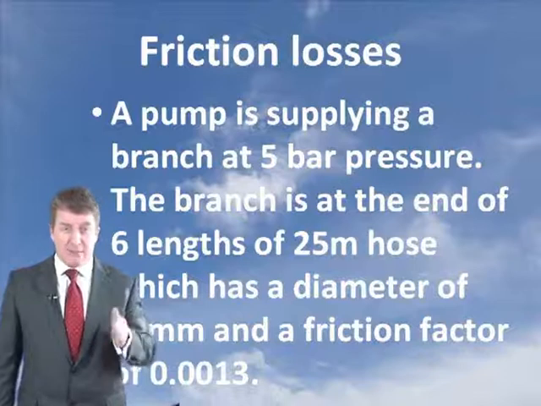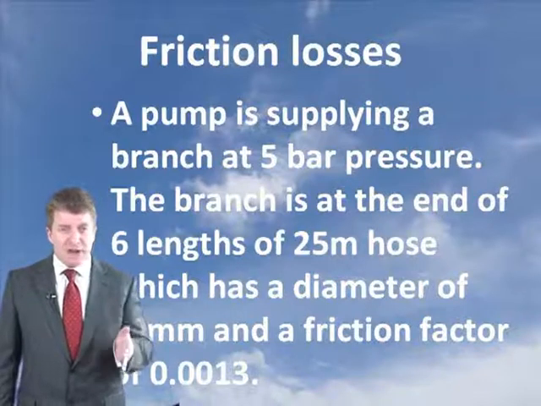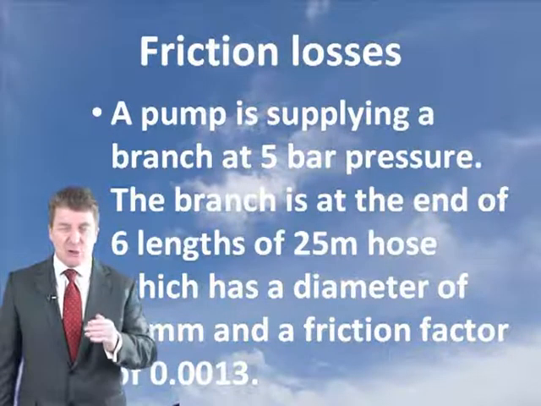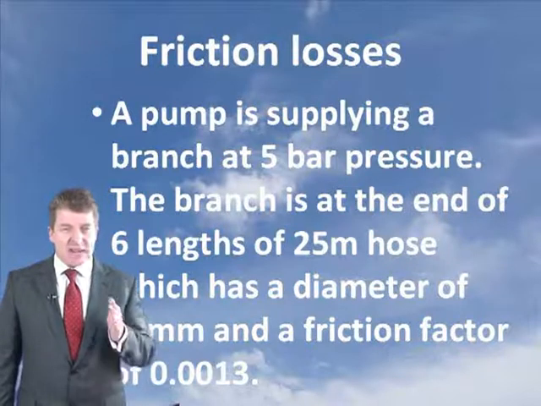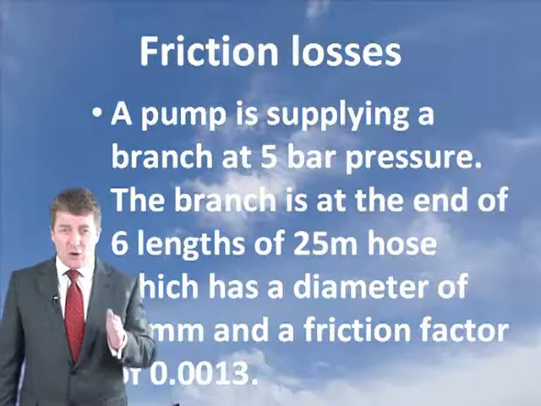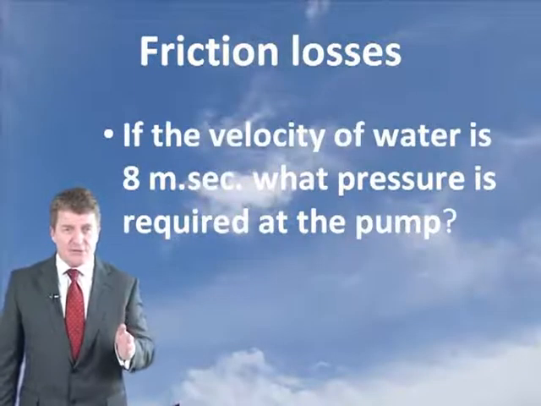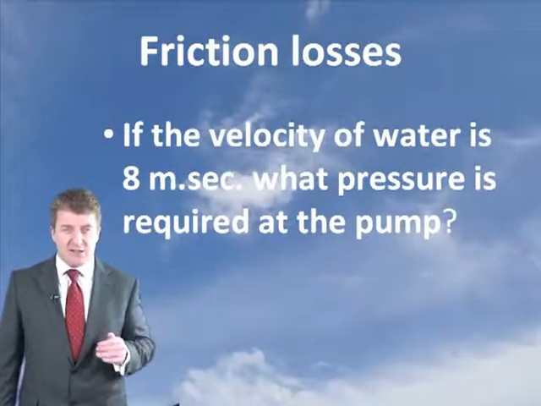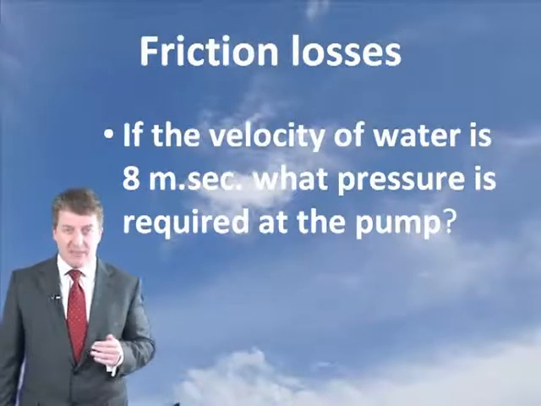Let's do an example applying this formula. Now, a pump is supplying a branch at 5 bar pressure. The branch is at the end of 6 lengths of 25 metre hose, which has a diameter of 70 millimetres and a friction factor of 0.0013. If the velocity of water is 8 metres a second, what pressure is required at the pump?